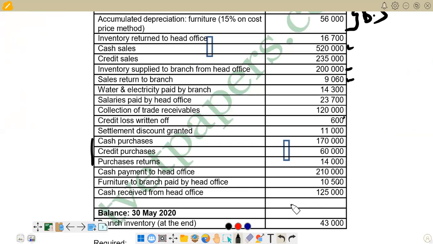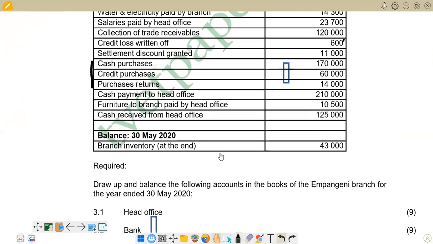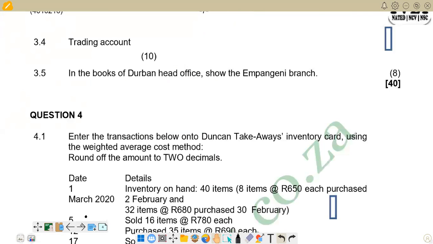Right. We are here, so we are going down. So we've got the last one, which is the branch inventory at the end, which is our 43,000. And this is our closing inventory. So we are supposed to show it in the trading account on the credit side. Remember, the opening inventory we put on the debit side of the trading account, so the closing goes on the opposite side, which is the credit side of the trading account, 43,000. So we're going to put it there.